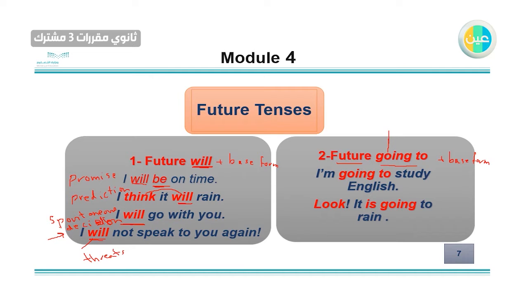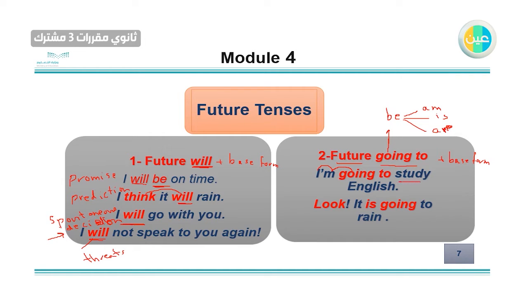You should use be before going to. What do I mean with be? Maybe am, maybe is, maybe are, according to the subject. So, be going to and the base form in these two cases. Number one, I'm going, you have going to and before it am. Why am? Because you have I. I'm going to study, base form.